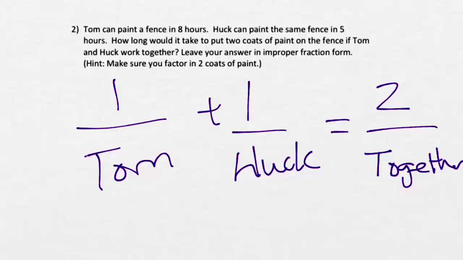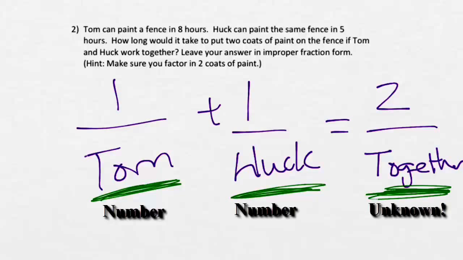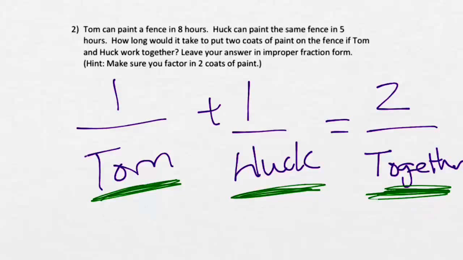Now you need to insert some numbers for Tom, how long it takes him to paint the fence, how long it takes Huck to paint it, and how long it takes for them to work together. Now we don't have a number for how long it takes them to work together yet. That's what you're going to find. But again, you're going to replace this together with an x. You're going to multiply by the LCD of Tom, by Huck, and by x.